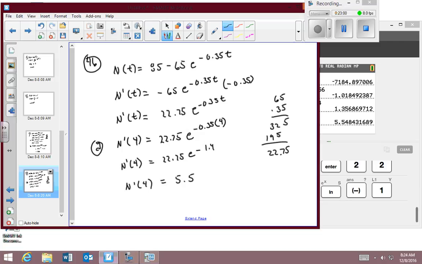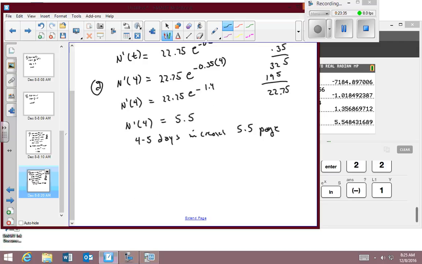When you go from the fourth to the fifth, you increase the number of pages you can read, right? Pages of technical textbook a person can proofread. You increase your pages by 5.5. 4 to 5 days increases 5.5 pages. And that's A. That's it.